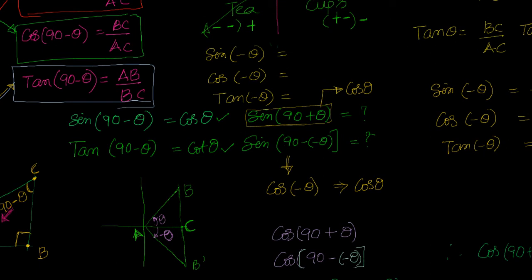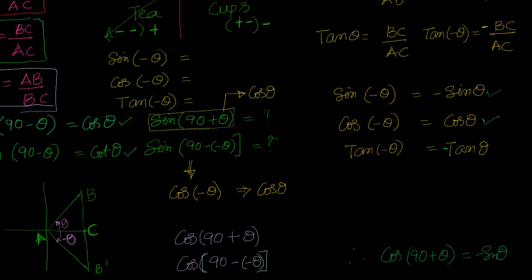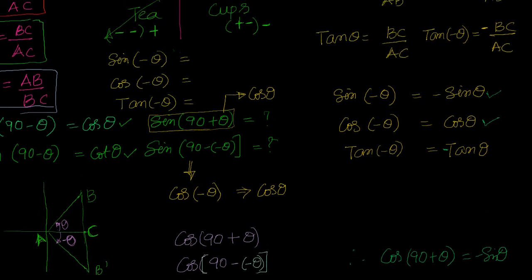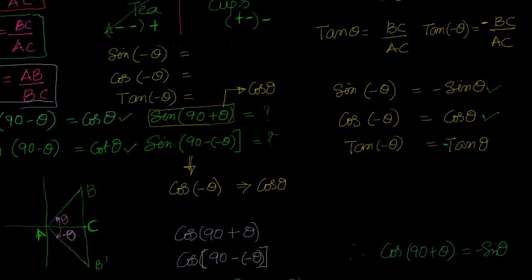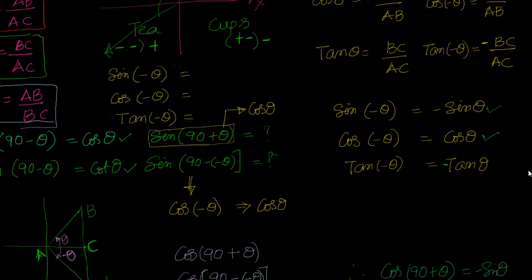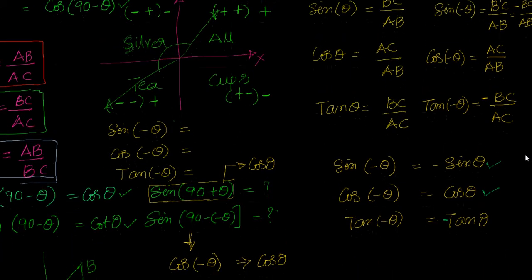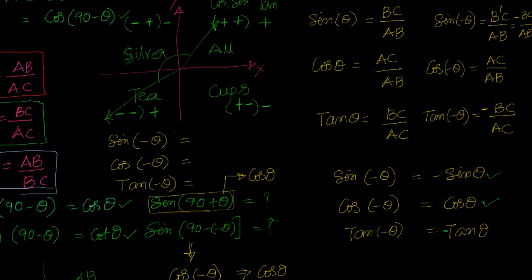I noted down what is sine theta. Sine theta is BC by AB. Similarly, what is cos theta? AC by AB. Similarly, what is tan theta? BC by AC. Similarly, I did it for the negative angle also. Now, what is sine of minus theta?